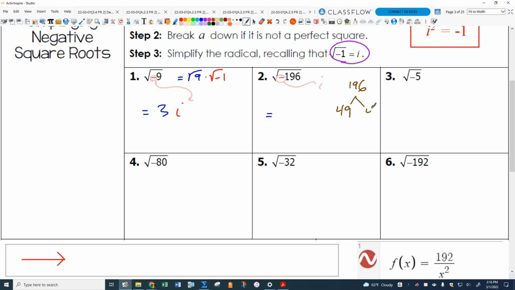How do I know that? Because both of those are going to be couples, aren't they? Right? So this gives us a couple of 7s, and this gives us a couple of 2s. So there's no singles. Couples go out and there's no singles, right? So we end up with a 7 times 2 outside, so that's 14. So what's this work out to be? 14i.